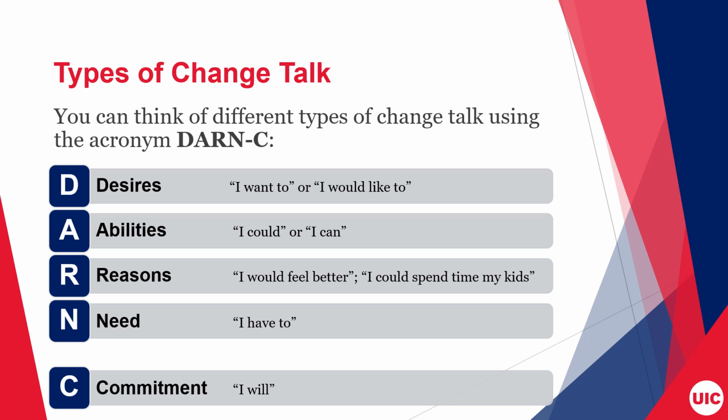D is for desire. A member might say, I want to move out, or I would like to have my own apartment. A is for ability. A member saying, I can definitely live on my own. R is for reasons. A member who says, I could spend more time with family members if I moved out. N is for need. I have to get out of here. Finally, C is for commitment. I am going to get my own place.